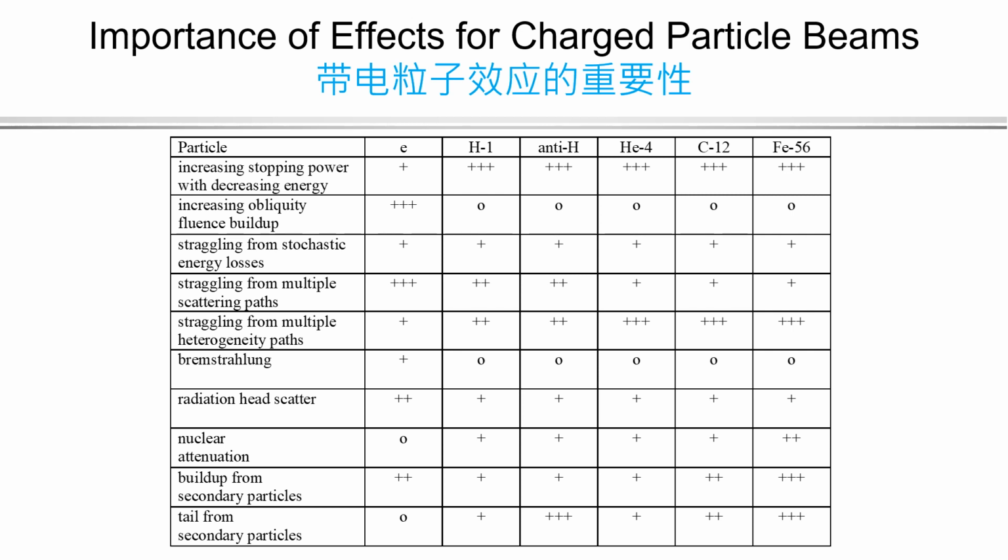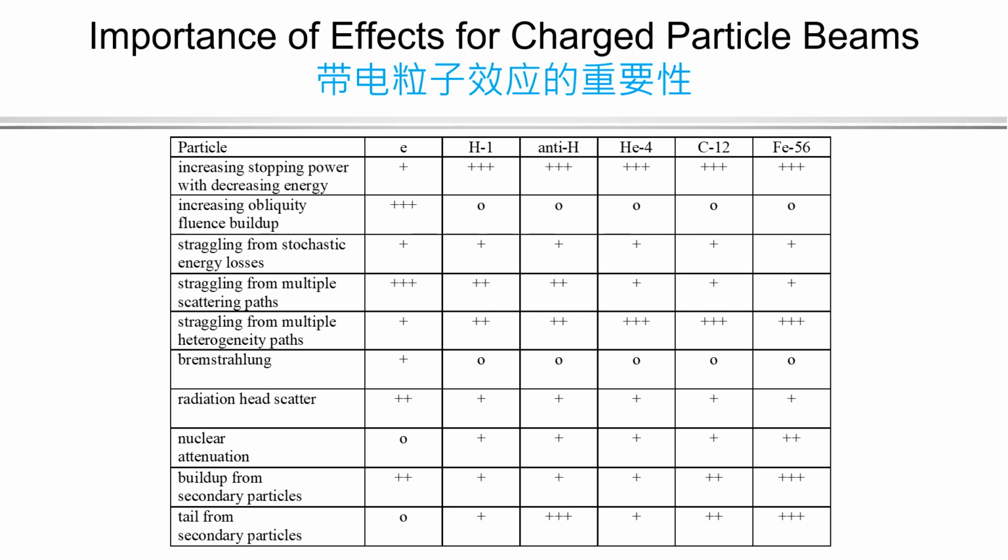This table lists the various processes that occur with each beam to give them their characteristic shapes. With each beam, the stopping power increases as the energy of the particle decreases. This increase is small for electron beams, but is the most important process for the other beams. A process that is very important for electron beams, but is not important for any other beams, is the increasing obliquity of the particles with depth, leading to a buildup in fluence and thus dose.